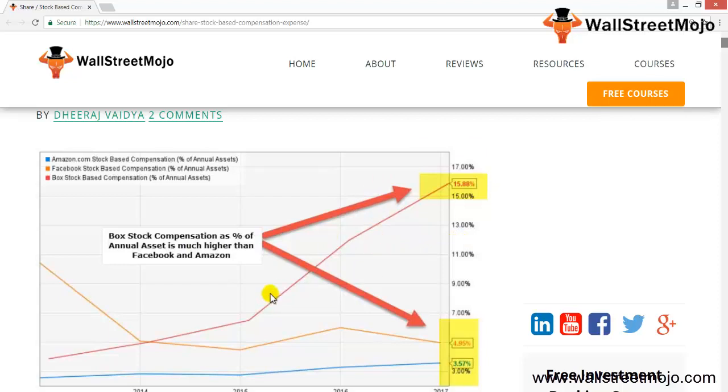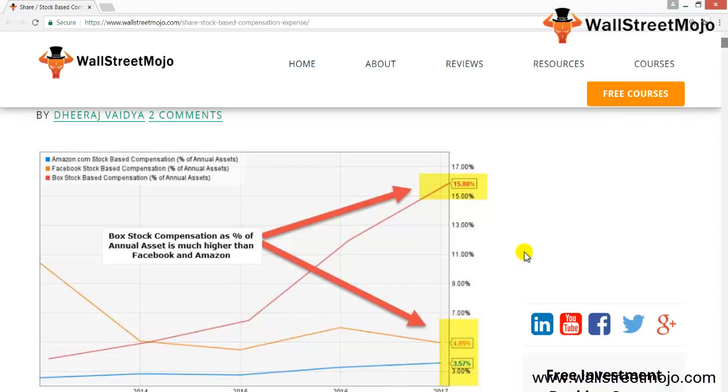So this particular chart compares the stock compensation as a percentage of the total assets of the three companies, that is Facebook, then you have Box Inc. and Amazon. So Box Inc. has the highest stock-based compensation as a percentage of the total assets, which is close enough to 15.88%. See, Amazon and Facebook on the other hand have the ratio as 4.95 and 3.57%.